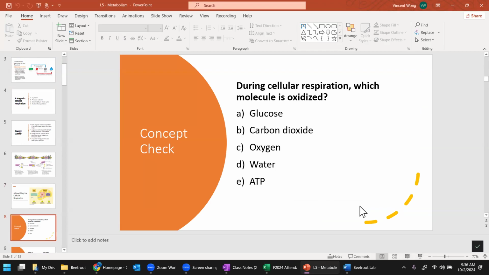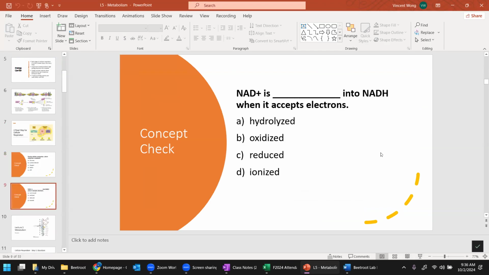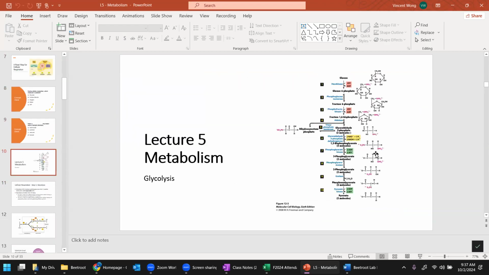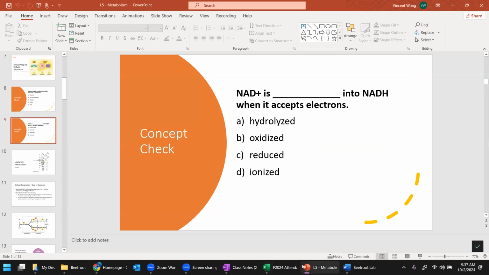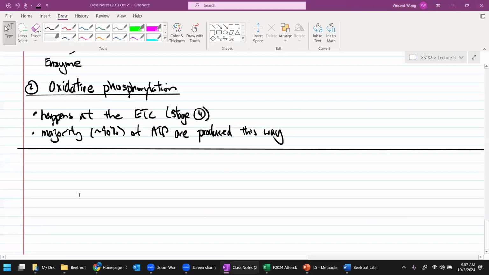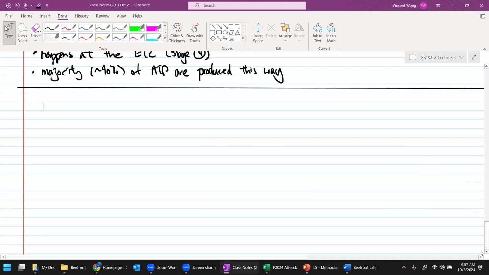Maybe actually, you know what? You can go through the concept chart question yourself, and I'll post the answer later on. All right. I think that's probably more efficient use of time. Okay. So now, for the rest of the class, let's talk about the first three stages. Like I said, I don't think I have time for the fourth stage. So let's talk about glycolysis first.